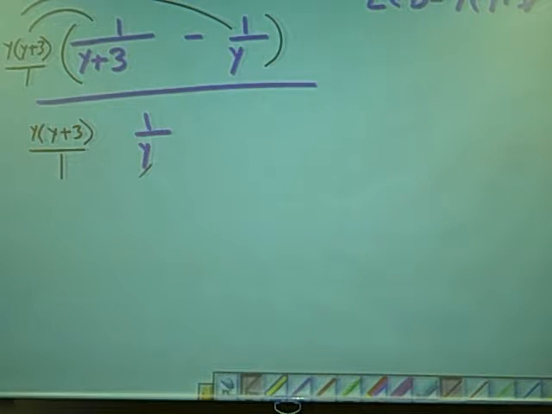Go ahead and try that. You're going to distribute it into both terms and then cancel. Alright, give it a shot. And then I'll give you a few minutes and then I'll help you out and see how you guys are doing.